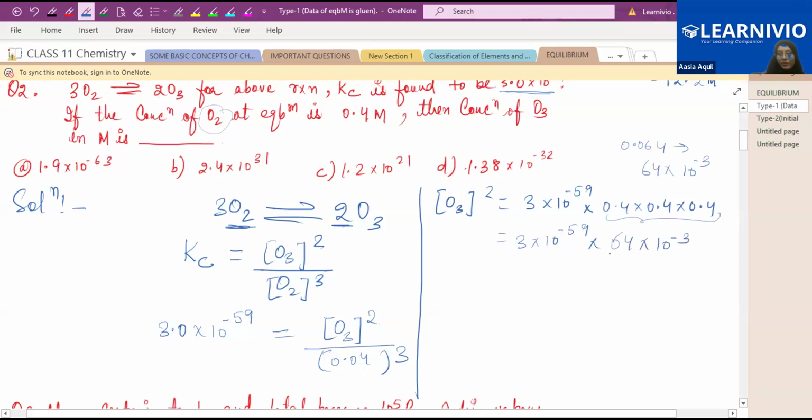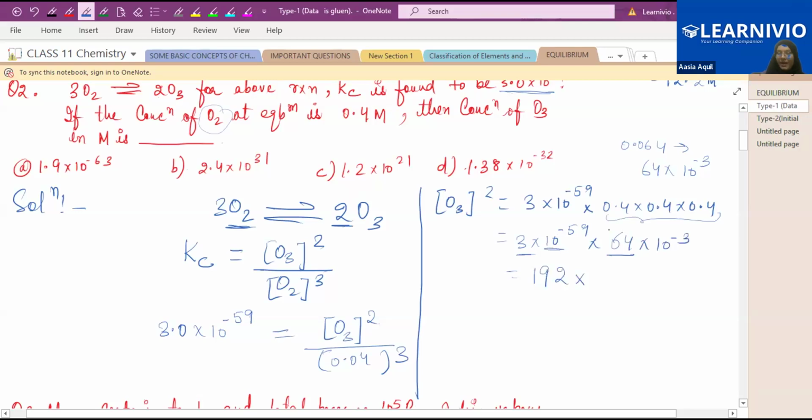Now just multiply these two terms. So 4 threes are 12, 6 threes are 18, plus the carry, it will become 192. 192 multiplied by 10 raised to the power minus 59.